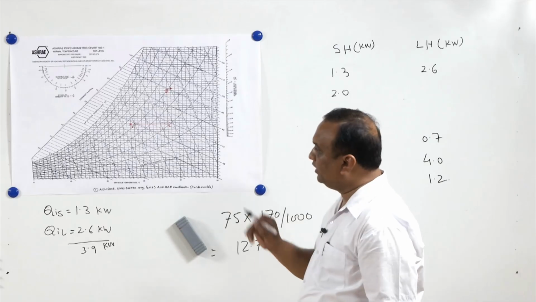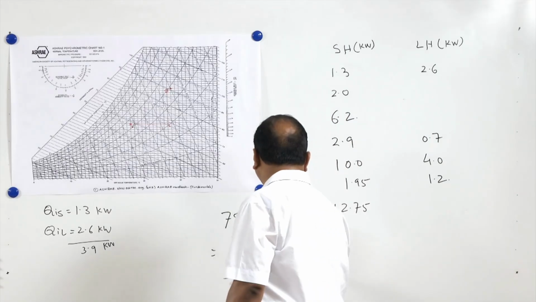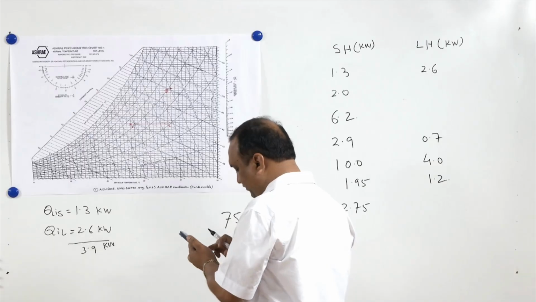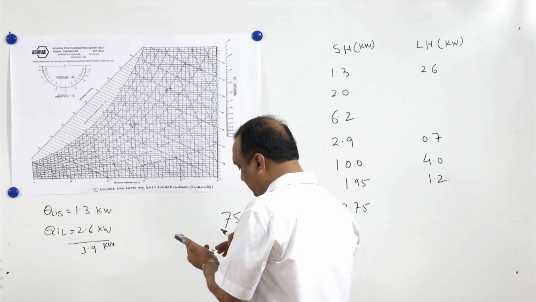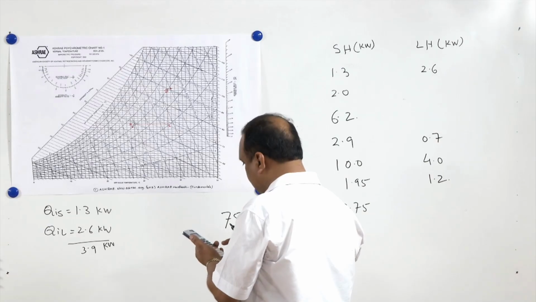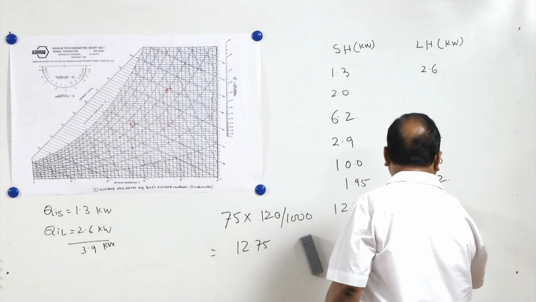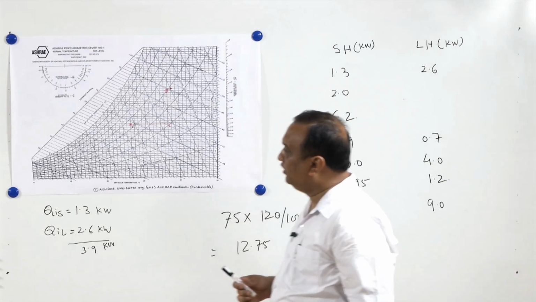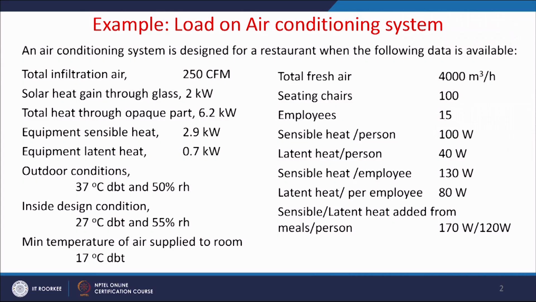Now, latent heat, it is 120. So 75 into 120 divided by 1000, that is 9.0 kilowatt.